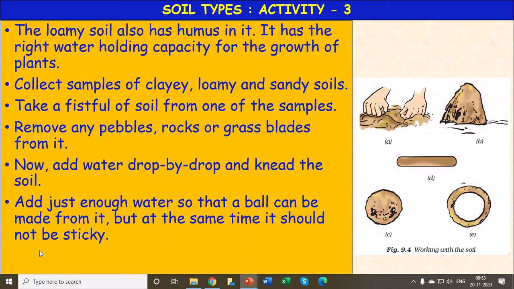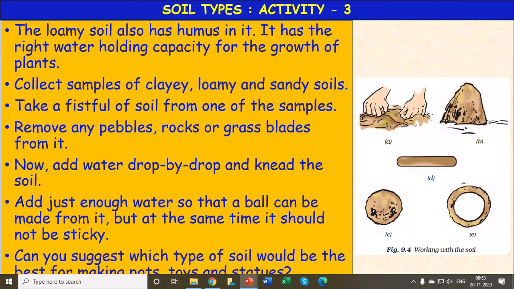You can remove pebbles, stones, or any unwanted materials present in the soil by hand picking, then add water drop by drop and make it into a ball.